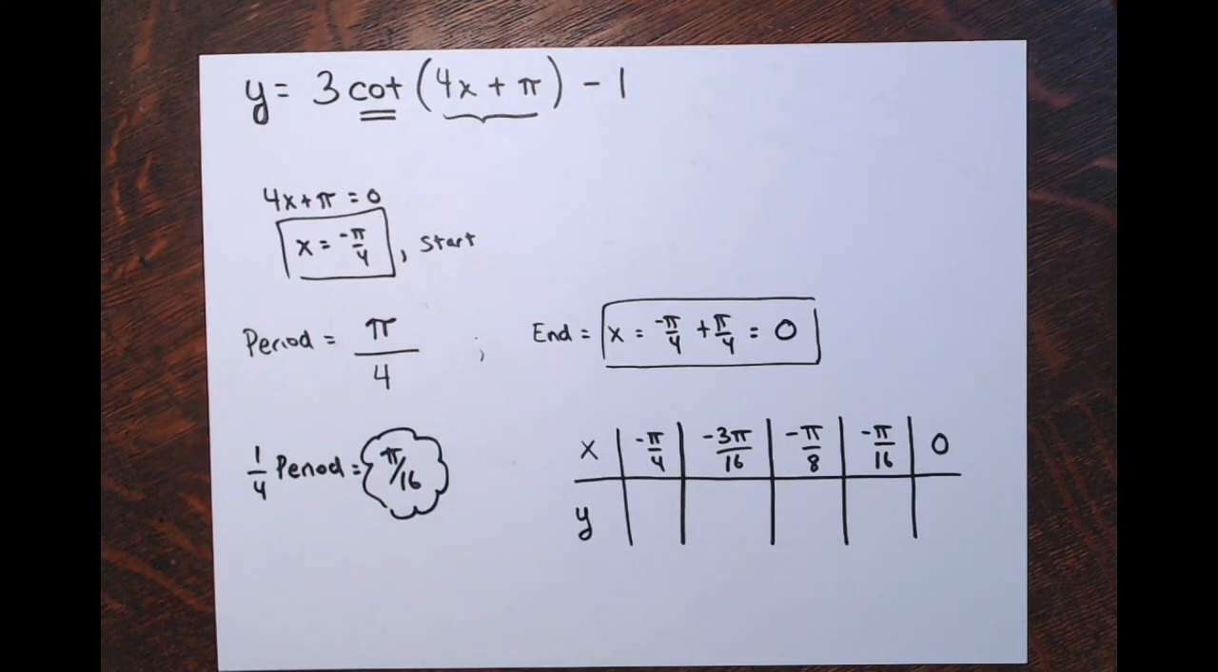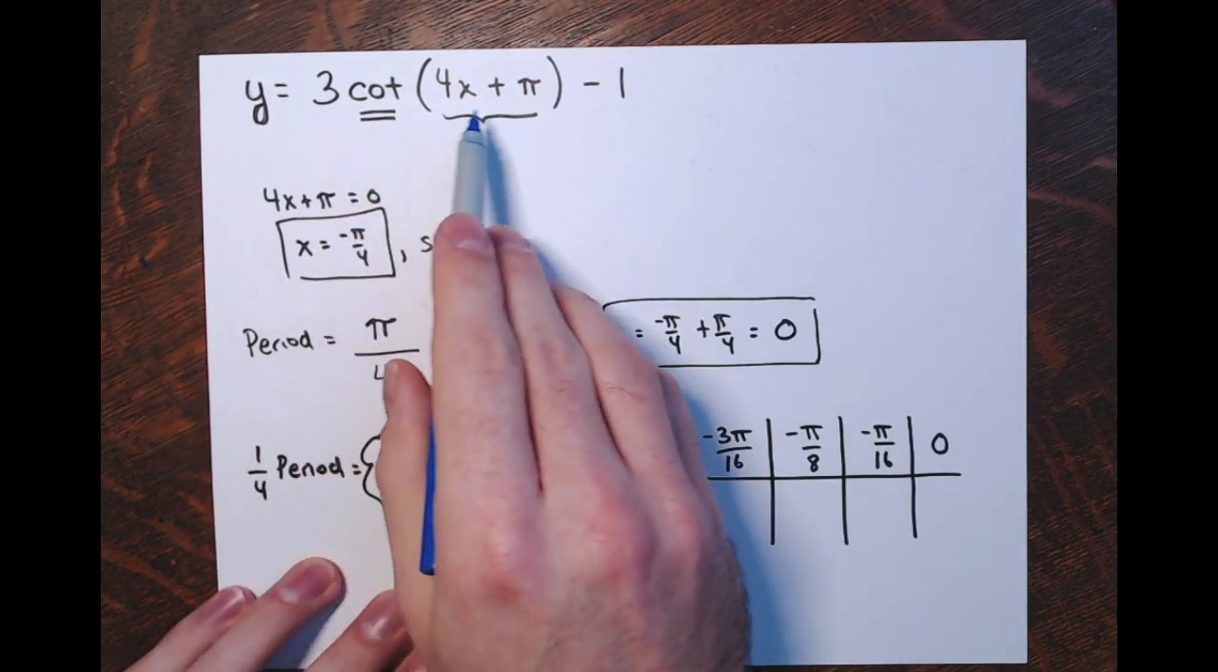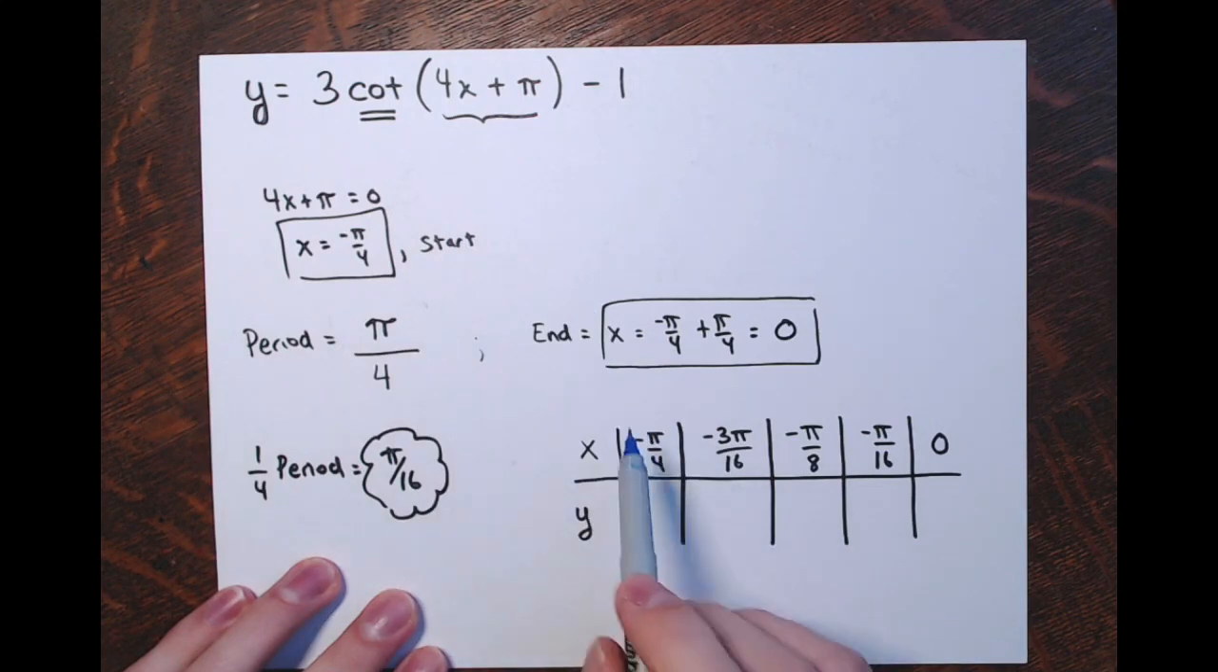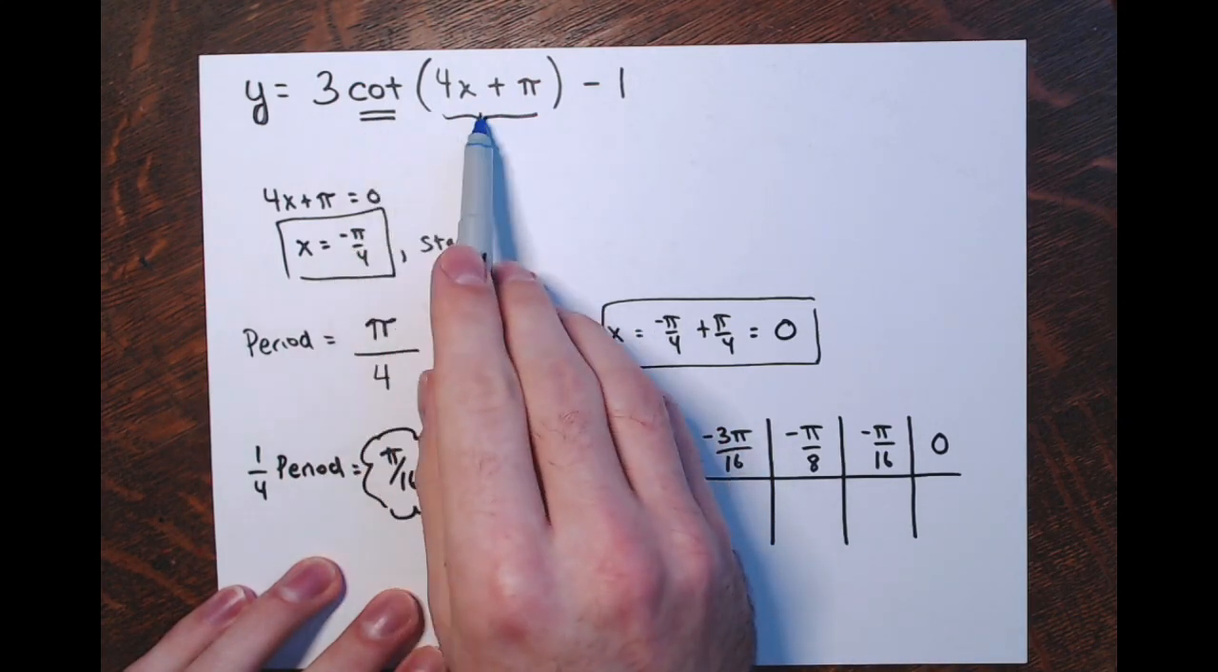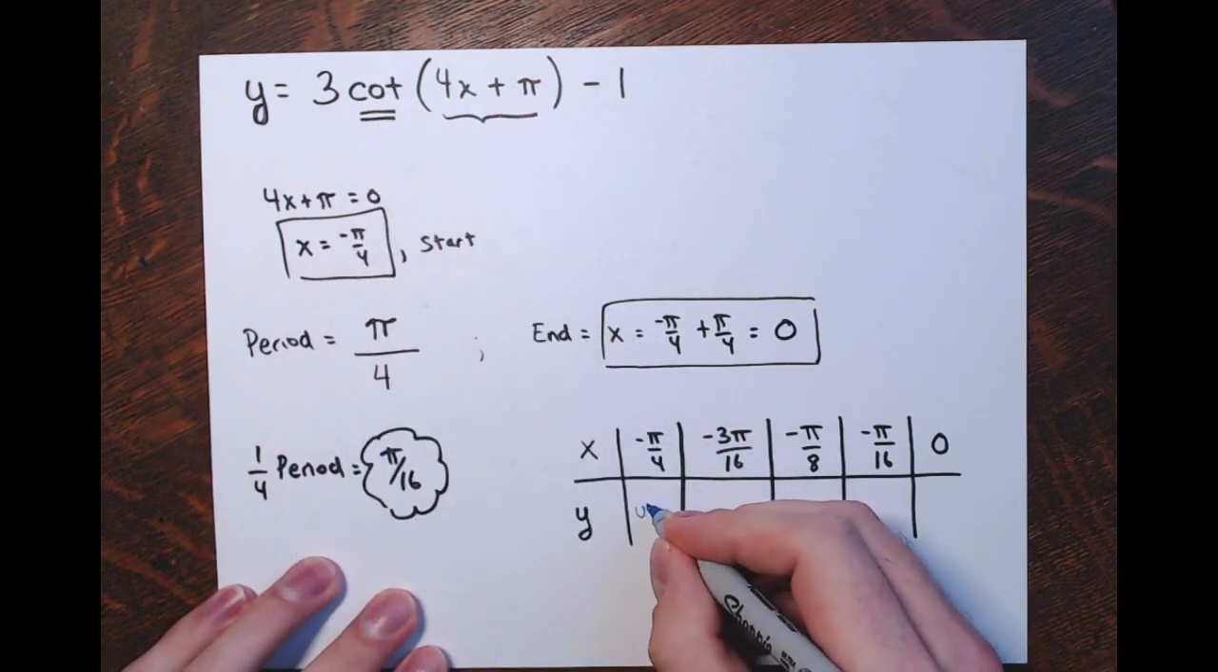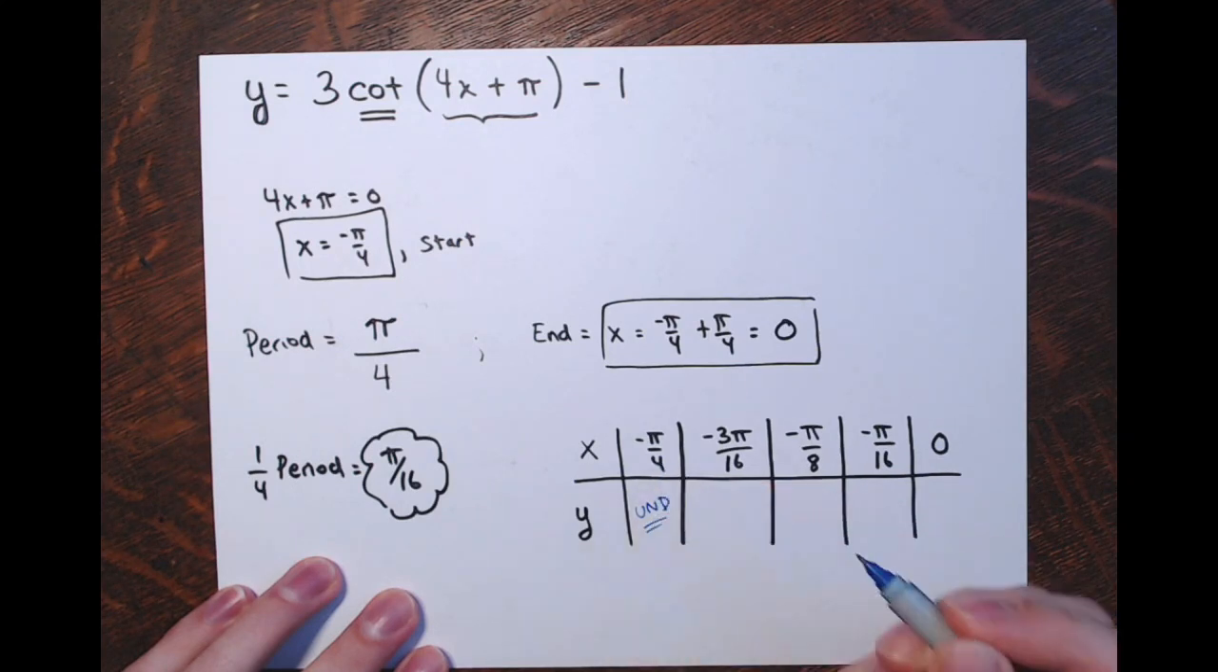Right? I would just keep repeating it if I wanted to draw more cycles. All right, so now I plug these values in. Now we already knew, when I plug in negative pi over 4, you're getting the cotangent of 0, which is undefined. So I'm going to have an asymptote here at negative pi over 4.